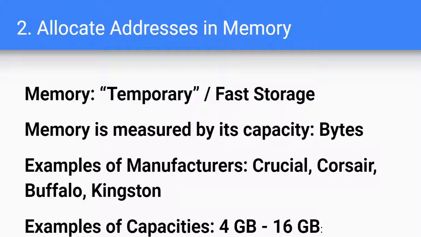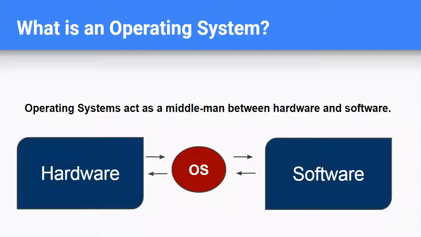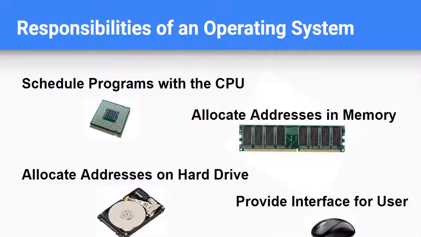So that is the second requirement or responsibility of the operating system. Let's go back here. So Windows, too far back. Windows is working with your CPU. It's also storing addresses in memory on those little chips right there.